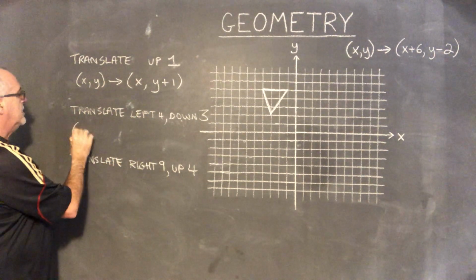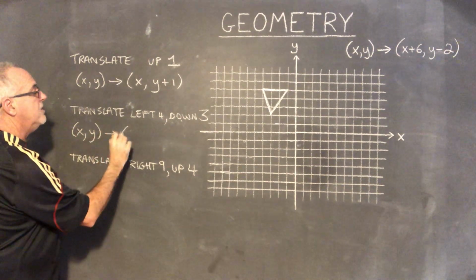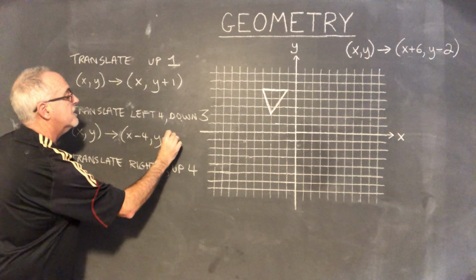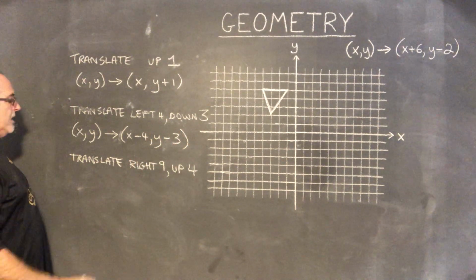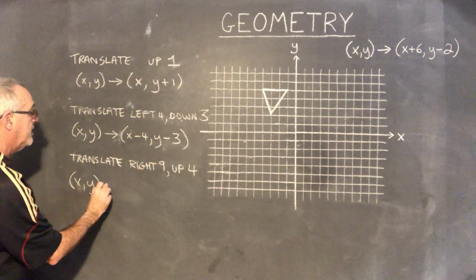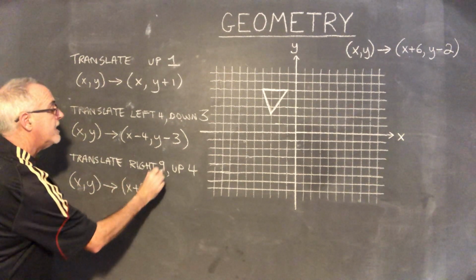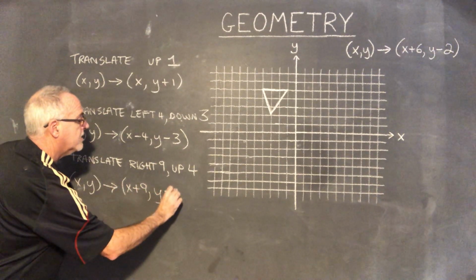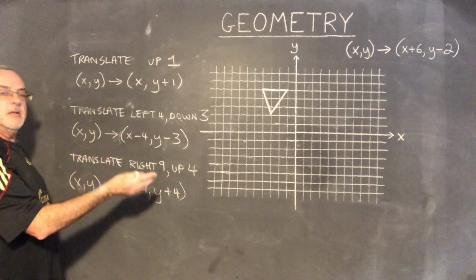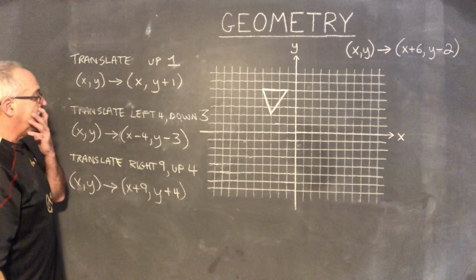Now here, translate left 4, down 3, x, y, arrow. Left 4 means x minus 4. Down 3 means y minus 3. Yes, this does go quite quickly. This one, translate right 9 up 4. x, y. Right 9 is x plus 9. And up 4 is y plus 4. So you see you have all these combinations of pluses and minuses and what size the number is. So you can make up lots and lots of examples of these very quickly.